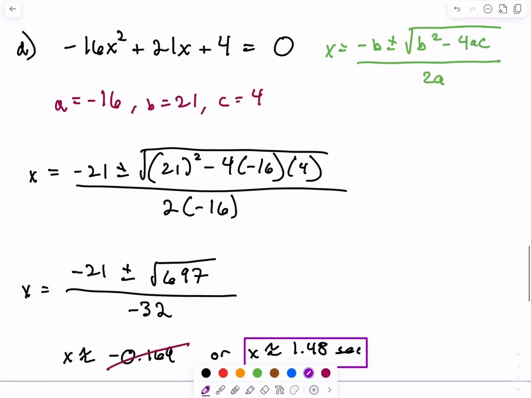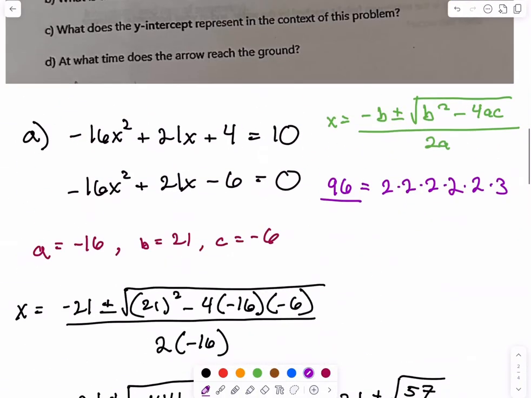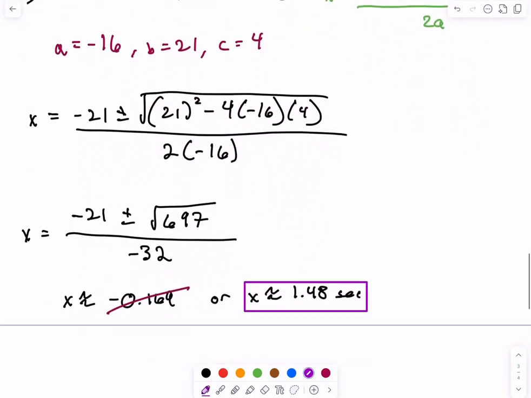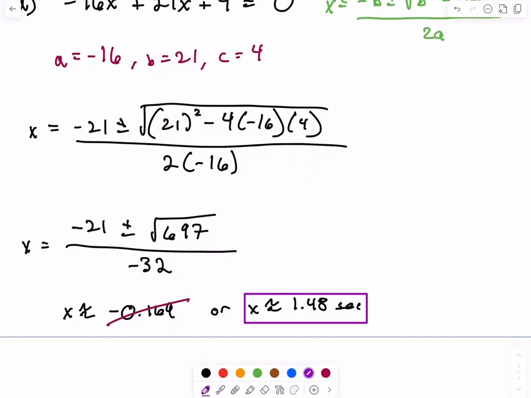Okay. At what time does the arrow reach the ground? That's when the arrow has a height of 0. And we got that it occurs after 1.48 seconds. Okay.